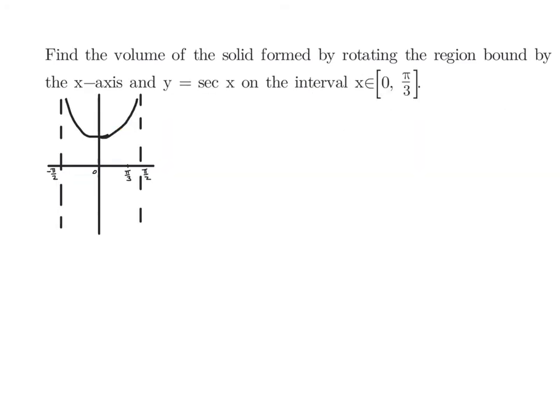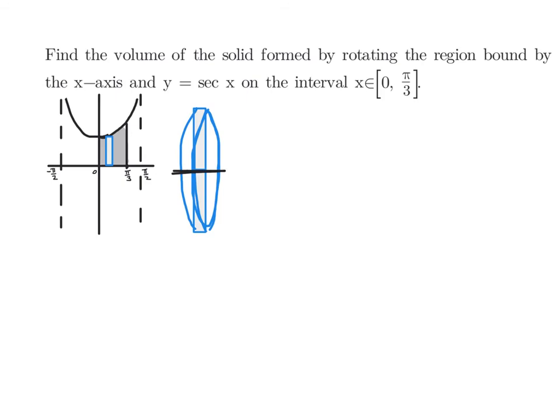Let's try one more. Find the volume of the solid formed by rotating the region bound by the x-axis and y equals secant of x on the interval from 0 to pi over 3. Now I've graphed half a wavelength of the secant function. It normally goes from negative pi over 2 to positive pi over 2, but we just want to look at the interval from 0 to pi over 3, which is right here. So I draw in my representative rectangle, create my representative disk.